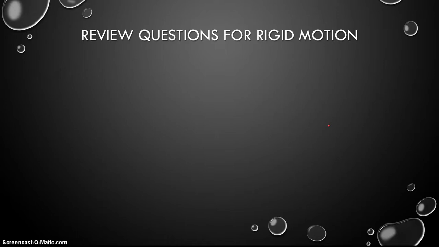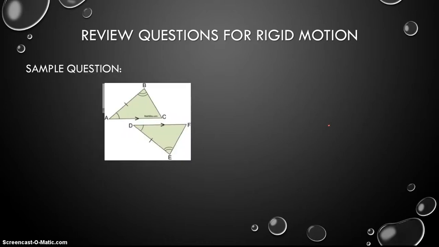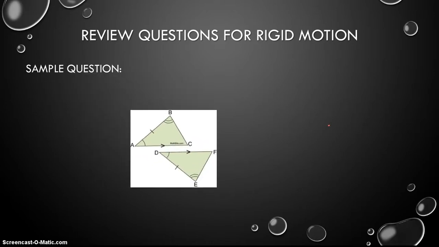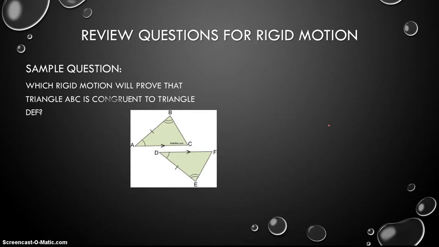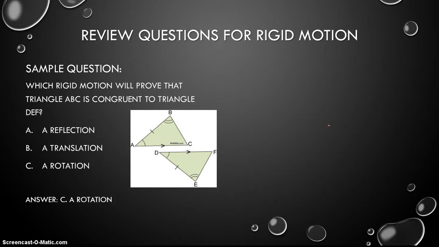Review questions. Lots of fancy movement going on. Which rigid motion will prove that triangle ABC is congruent to triangle DEF? Give you a second to think about that. Okay. The answer is C, a rotation.